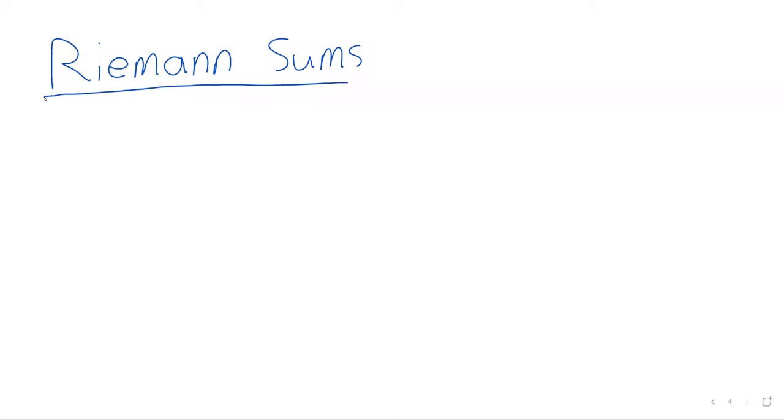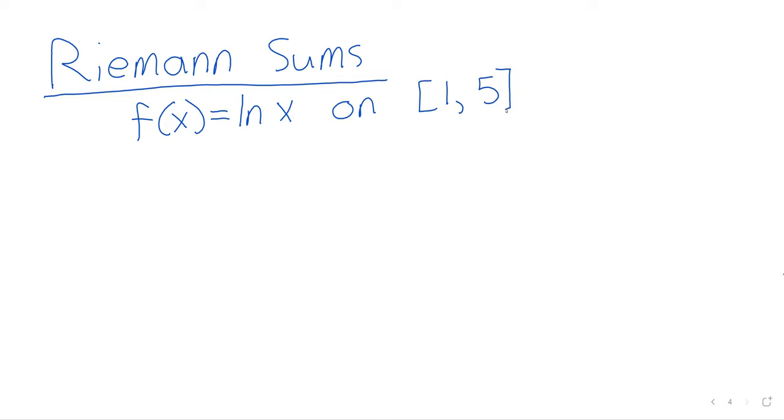And here's how Riemann sums work. Let me get my calculator loading so I'll be able to refer to it when necessary. Let's say we have a positive function on some closed interval, maybe on the interval from 1 to 5. On 1 to 5, the natural logarithm looks something like this.